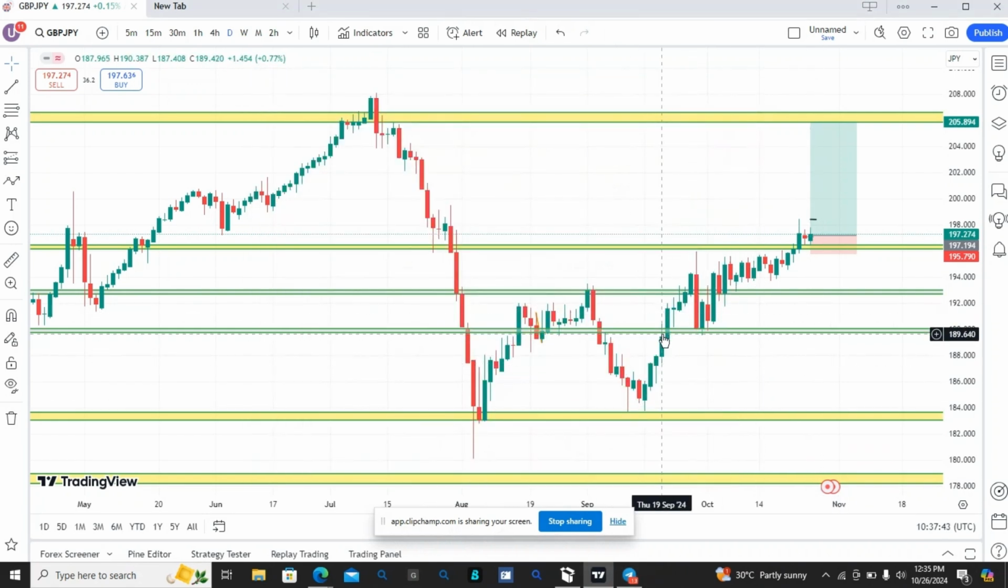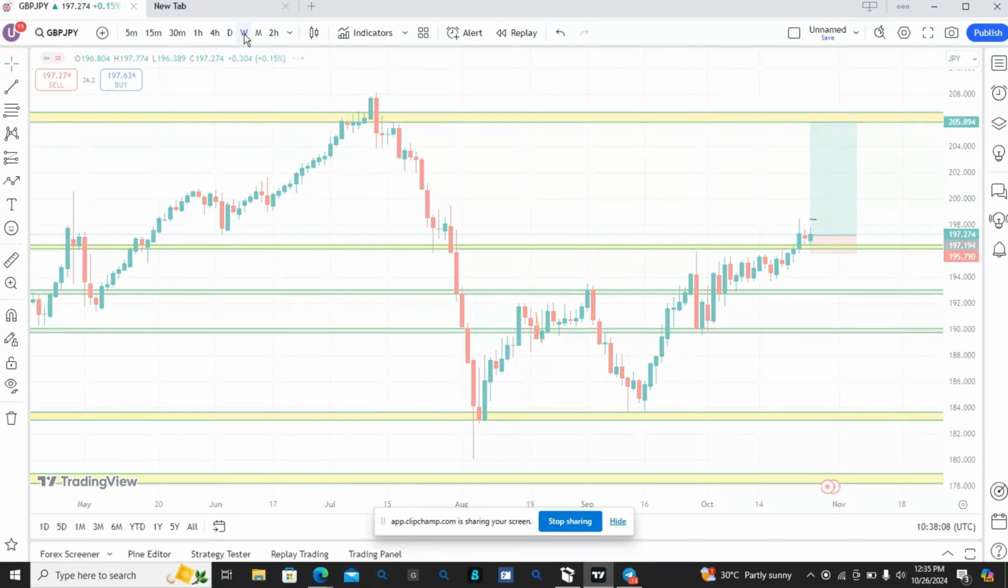Okay. So on GBP JPY, we will allow this price action to play out. Our next profit target is 200.500. That's our profit target, but our first TP is at 198.500. That's our first TP. So we'll keep monitoring this pair and see how it goes.